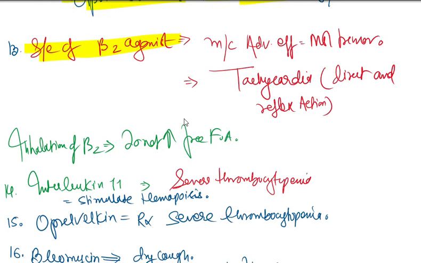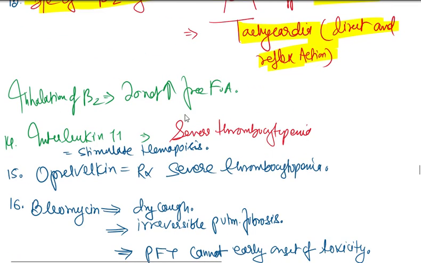Okay, side effect of beta 2 agonist. The most common adverse side effect is muscular tremor. Next one is tachycardia. It is due to direct and reflex action both. Next one, inhalation of beta 2 agonist will not increase free fatty acid.